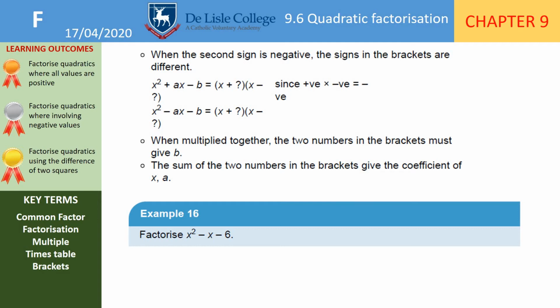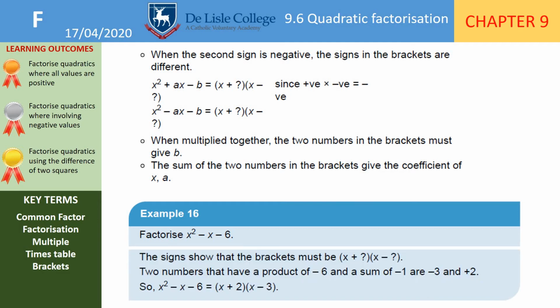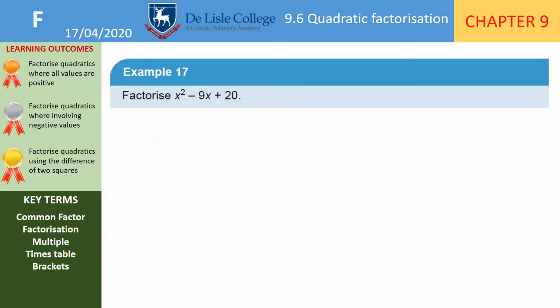So example 16, we've got x squared minus x minus 6. It comes from two numbers that multiply together to give us minus 6 and add together to give us minus 1 because it's minus 1x. Those two numbers are minus 3 and 2, and they're the numbers that go inside the brackets. So x squared minus x minus 6 is x plus 2 in one bracket times x minus 3 in the other bracket. Some more examples to help you.